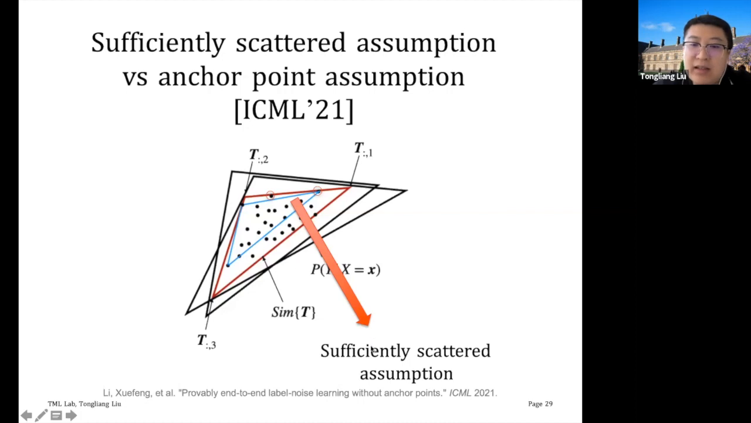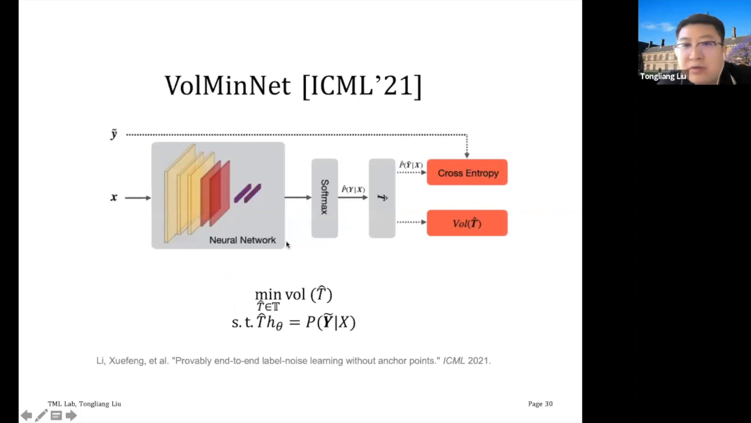So with such an assumption and such a proof, we introduced a new network to learn the transition matrix and the classifier at the same time. Okay, so we minimize the volume of the convex hull consisted by the transition matrix. We can learn the transition matrix and the classifier. And we can also prove that the transition matrix we learned here will converge to the optimal one, and the classifier also converges to the Bayes classifier.